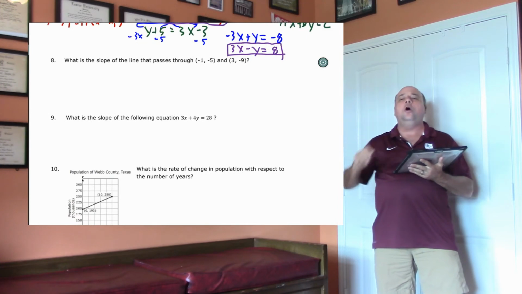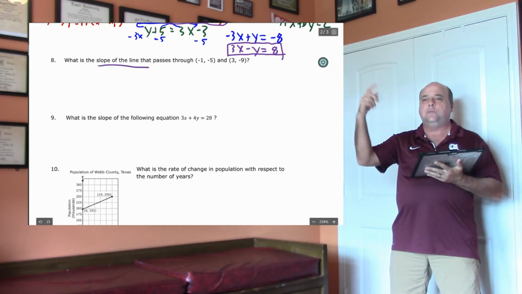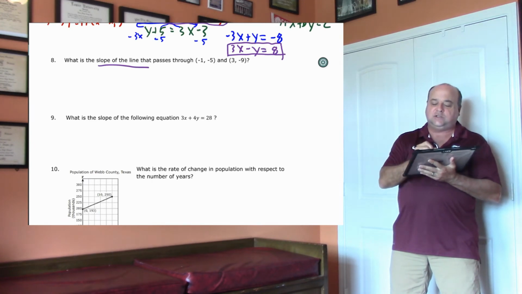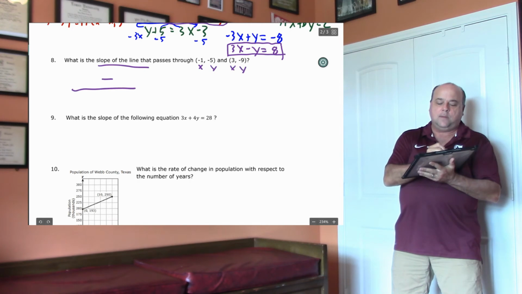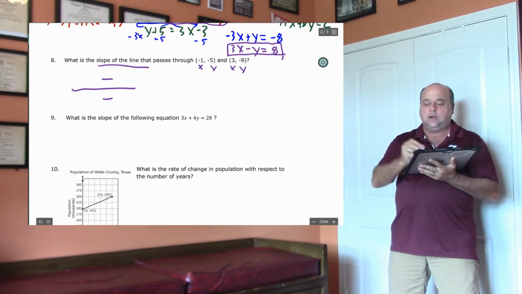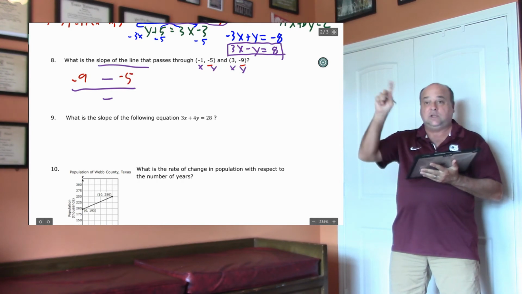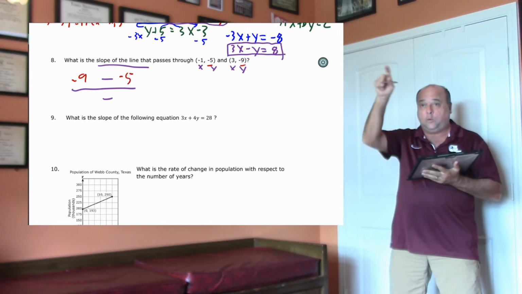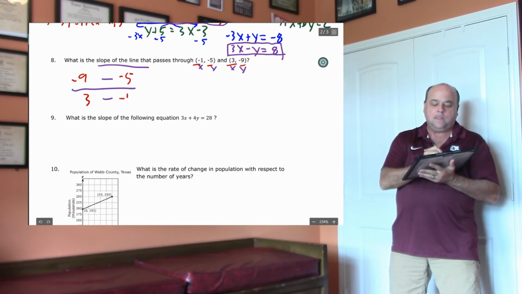Number 8, all we got to do is get the slope of the line. So y2 minus y1 over x2 minus x1. This is our x and y. Fraction bar, minus minus, and now then plug in your numbers. My y2 is negative 9 and negative 5. Notice that there's 2 negatives on top, right? Always start off with the minuses. And then I'm going to put 3 and negative 1.